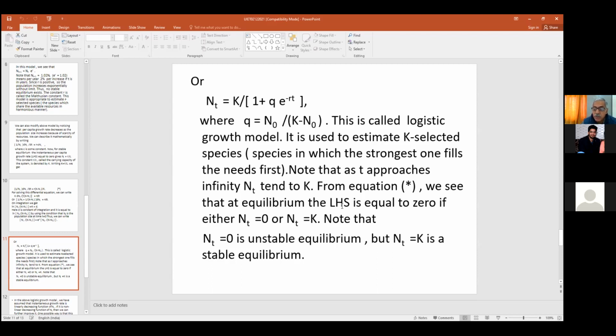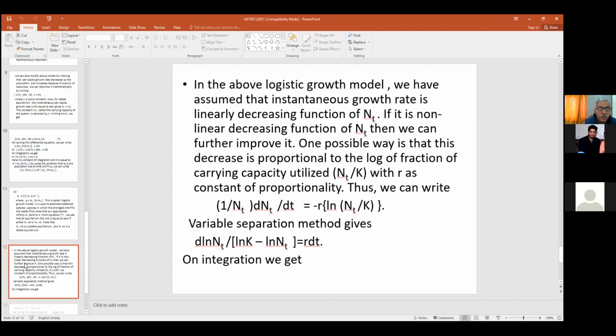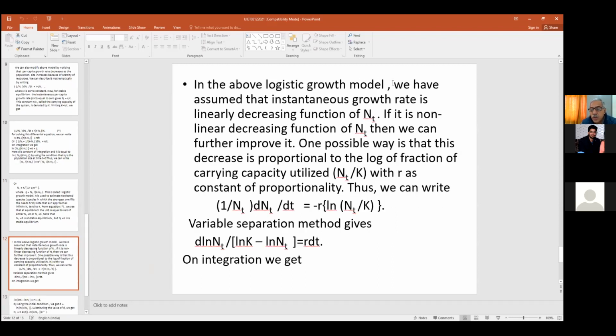But N_t equal to K is a stable equilibrium. Why is it stable? Because if the population size becomes more than K, the death rate increases at a faster rate, and it comes back to K. If N_t is less than K, then they grow very fast to attain the limit K. Now, in the above logistic growth model, we have assumed that the instantaneous growth rate is linearly decreasing.